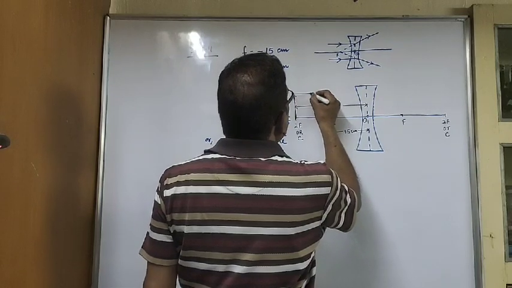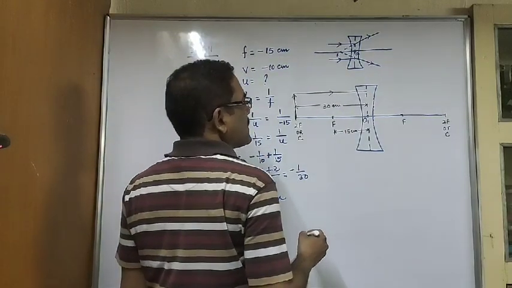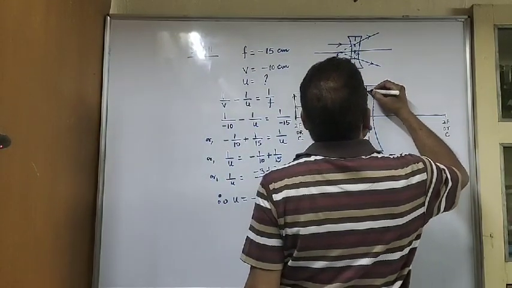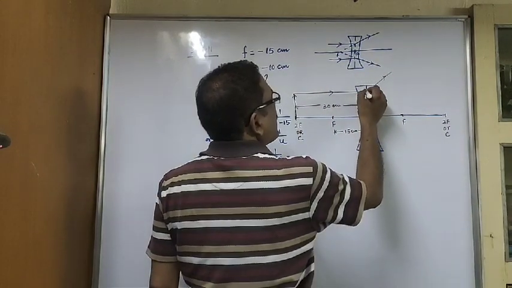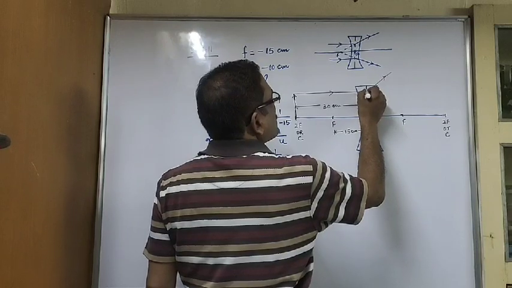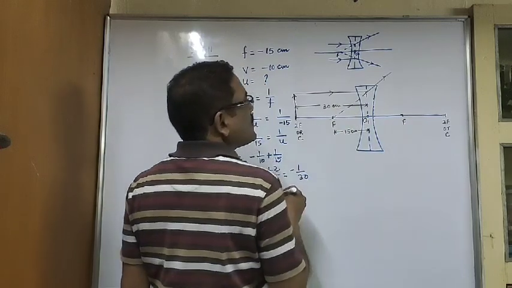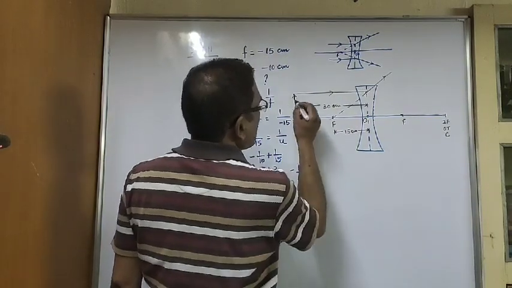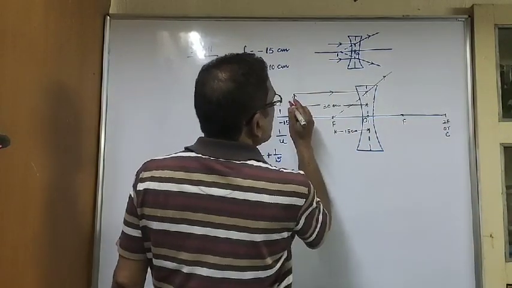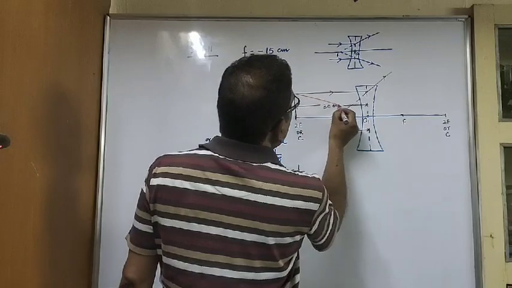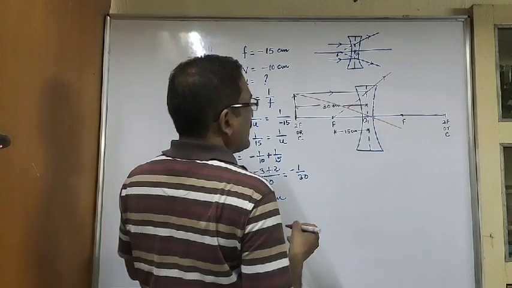So this ray of light will travel parallel to the principal axis, and then it will refract and diverge away. When you produce it backward, it will pass through the focus. Take another ray through the optical center of the lens. Suppose this ray passes through the optical center of the lens.